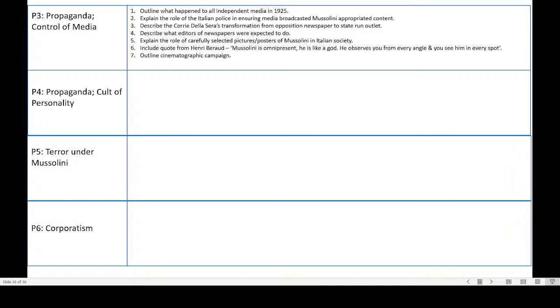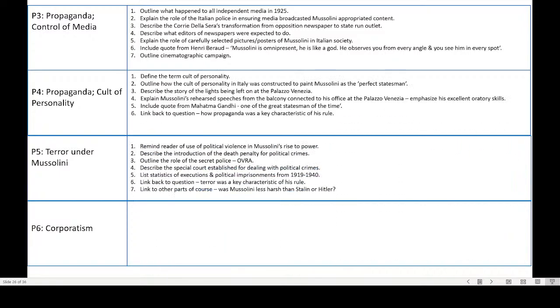So I love this quote. I get all my students to include it. He was a French journalist who visited Italy, I think it was in 1933, and he came back to France and wrote in his newspaper column about this. Mussolini is omnipresent. He is like a god. He observes you from every angle and you see him in every spot. So I think that quote really just summarises his influential role in controlling the propaganda there.